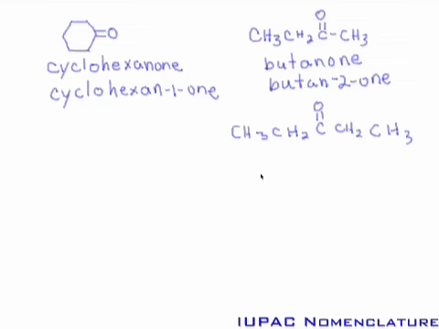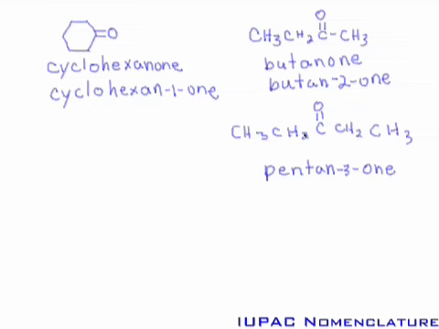Five carbons is a pentane. Drop the E, add one. That's pentanone. This is pentan-3-one. You can say 3-pentanone. It is just more accepted to insert it right beside the functional group suffix. Now, pentan-3-one. Why can't I drop the 3 and just say pentanone?